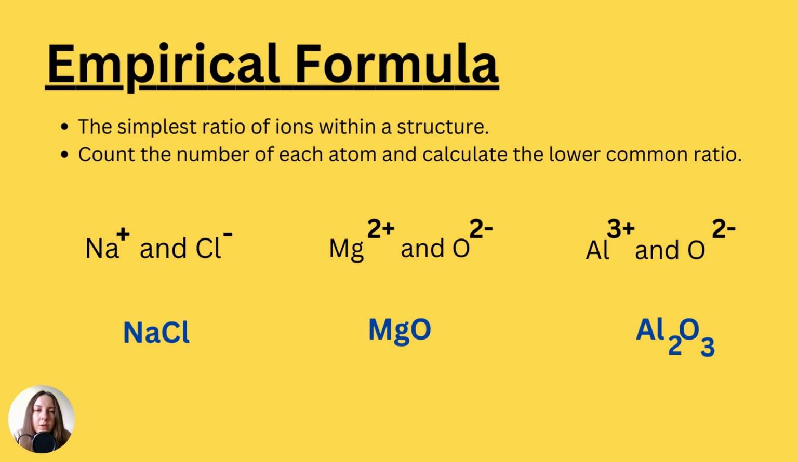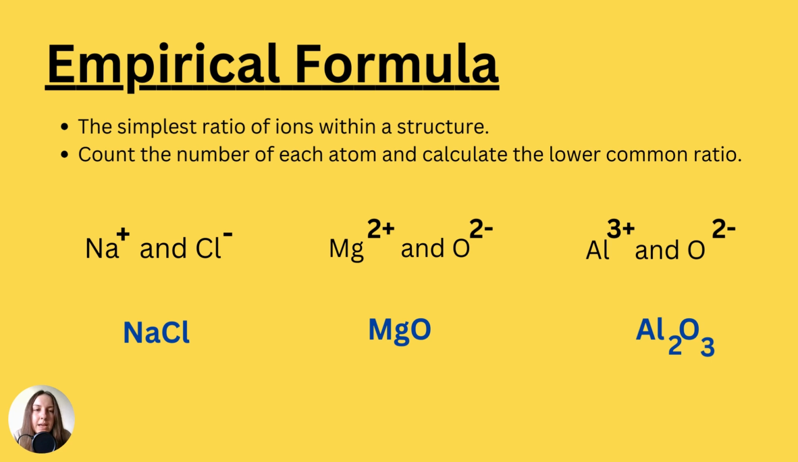If we're given a diagram in the exam, you want to count the number of each atom and calculate the lowest common ratio. That would be the way to do it. Often you put the metal first and the non-metal afterwards. So in the case of sodium chloride, you have sodium first, chloride afterwards. Also be aware of whether the charges match.